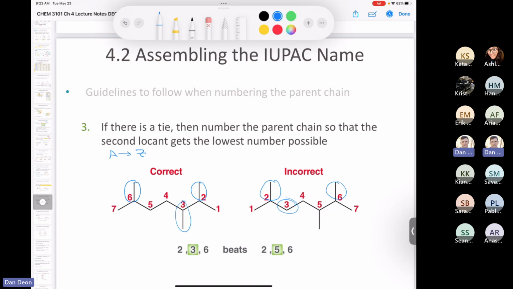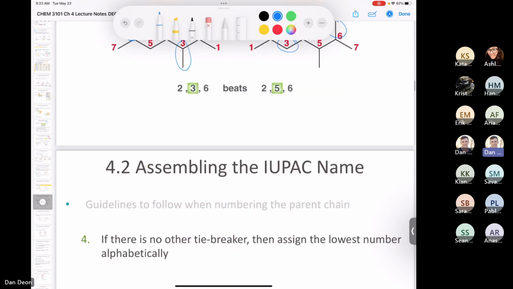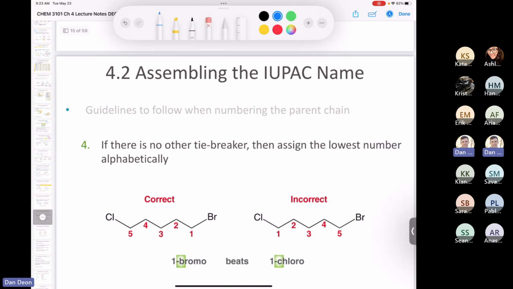And if you're like, what's a chloro? A chloro would just be a chlorine, and I'll get into that in a second. So let's keep going on. Hey, what do you know? There's the rule right there. If there's no other tiebreaker, then we use alphabetical order. So here we have a chloro and a bromo. Bromo is going to come first because B comes before C in the alphabet.